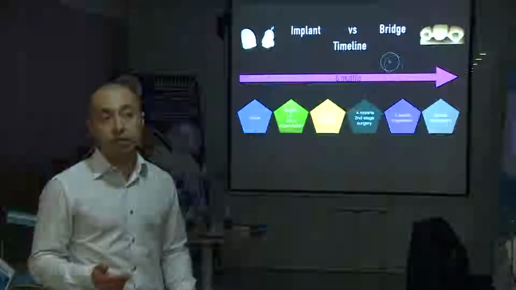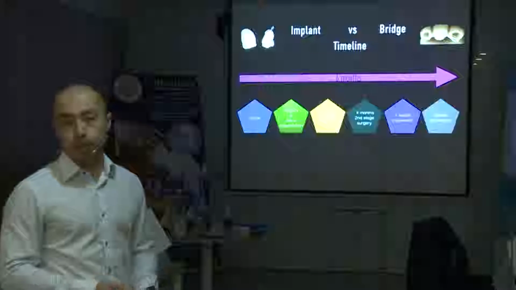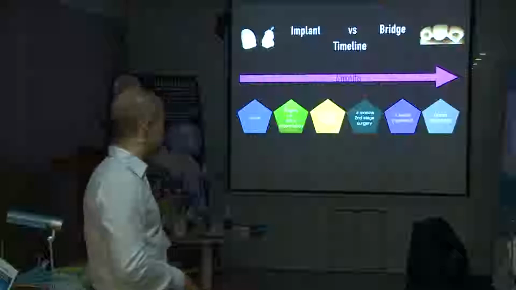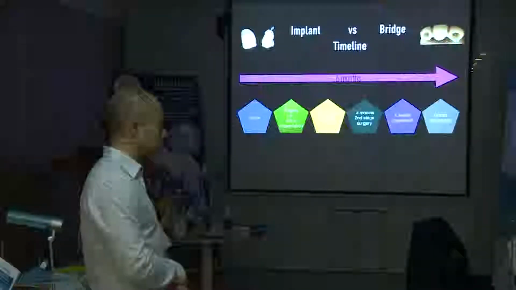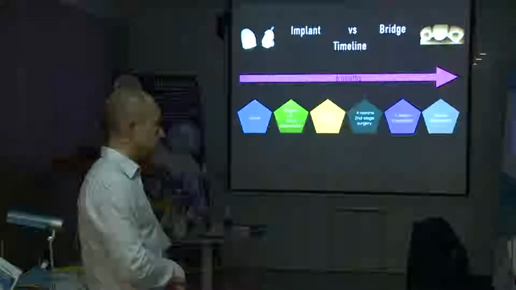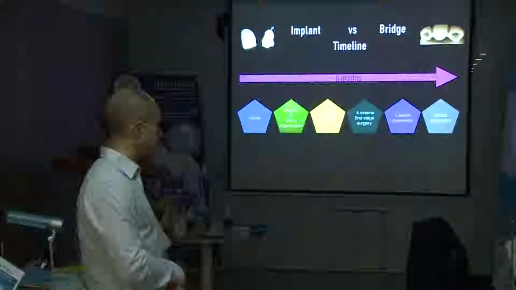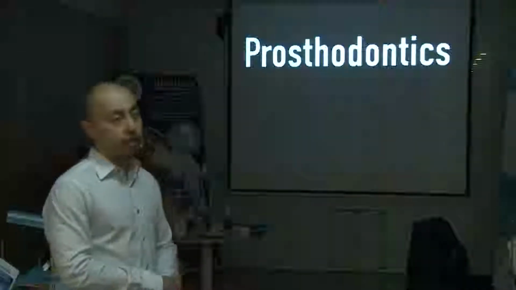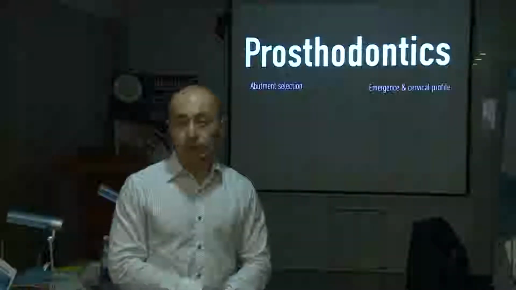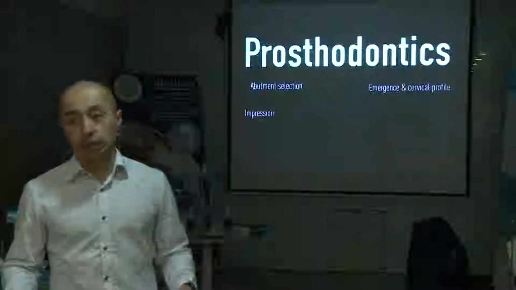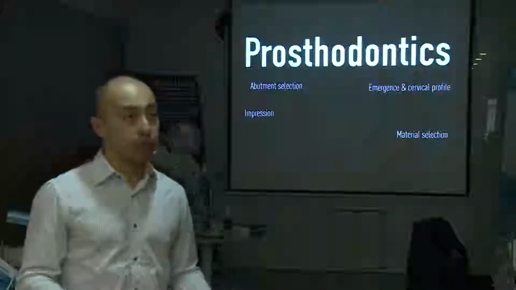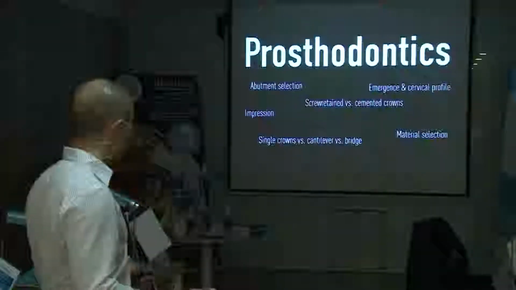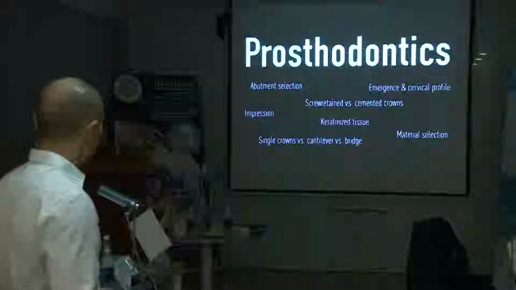So once your implant is in, we can do prosthodontics. And prosthodontics is not easy to do because you have to think about abutment selection, which abutment will we use, how will we create the emergence and cervical profile, what kind of materials will we choose, do we go for zirconia, do we go for Emax, porcelain, gold, do we have enough keratinized tissue, do we make single crowns or multiple crowns, and how you're doing the impression. So this part I will cover this morning.